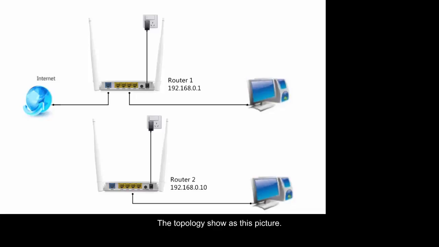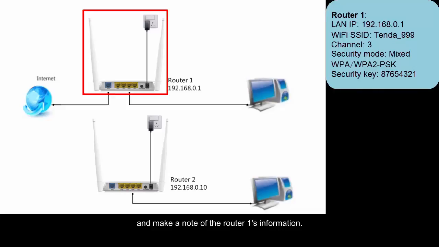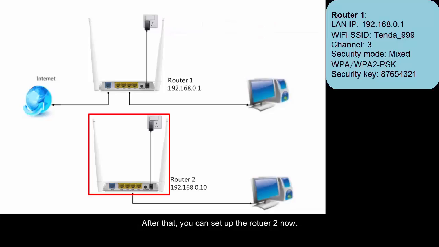The topology is shown as in this picture. Make sure that router 1 has internet connection, and make a note of router 1's information. After that, you can set up router 2 now.